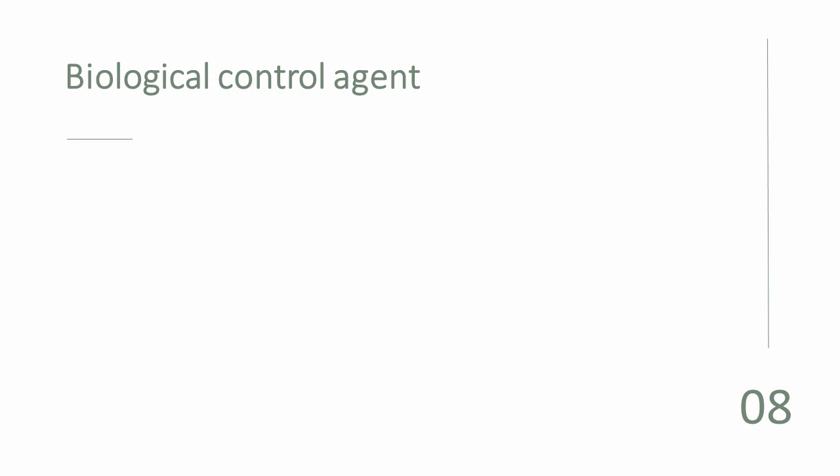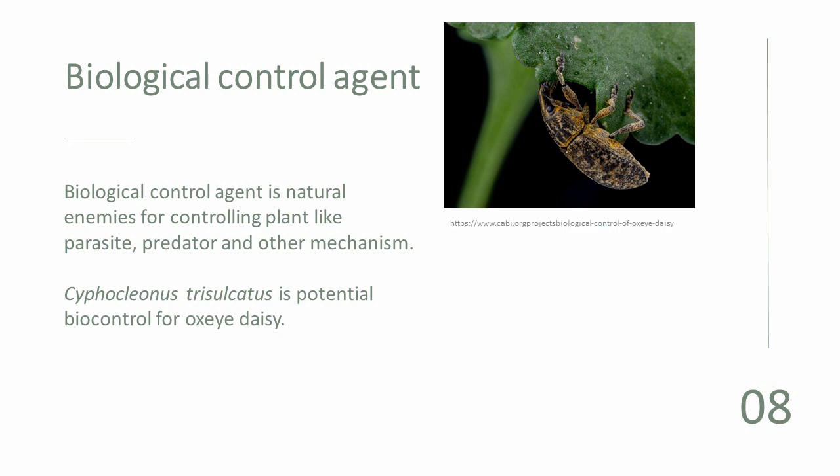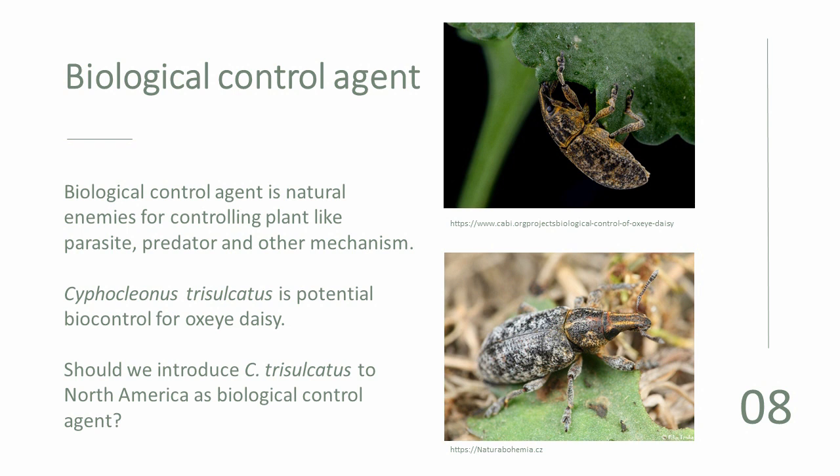There is one more method for controlling invasive plant species, that is biological control. A biological control agent is a natural enemy for controlling plants, like a parasite, predator, or other mechanism. One of the potential insects as a biological control agent for oxeye daisy is Cyphocleonus trisulcatus. Cyphocleonus trisulcatus is a root-feeding weevil. Should we introduce C. trisulcatus to North America as a biological control agent?